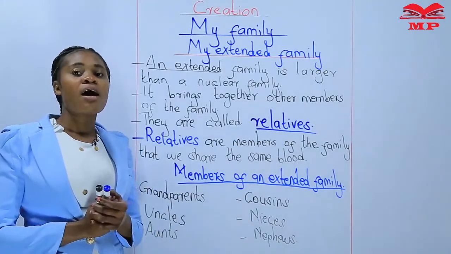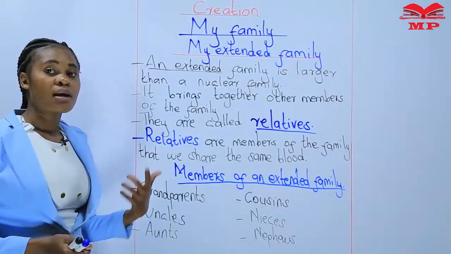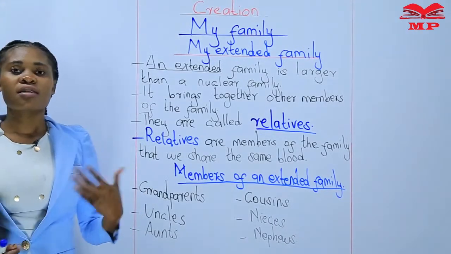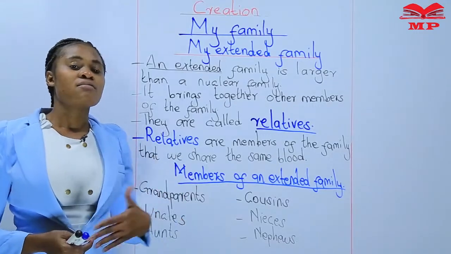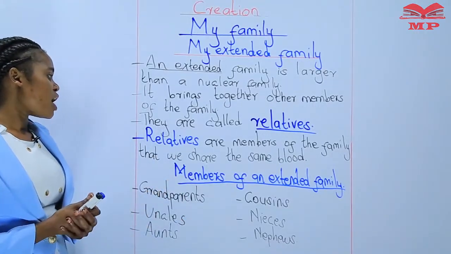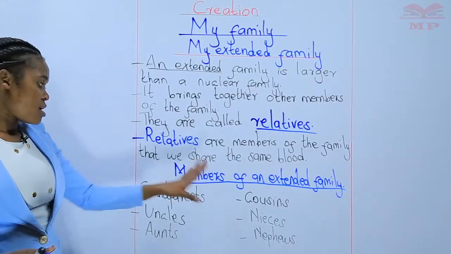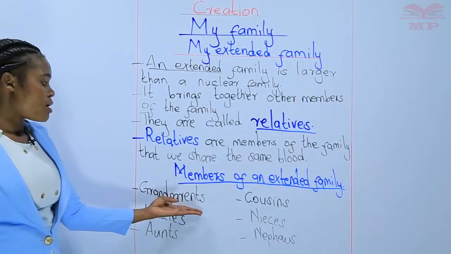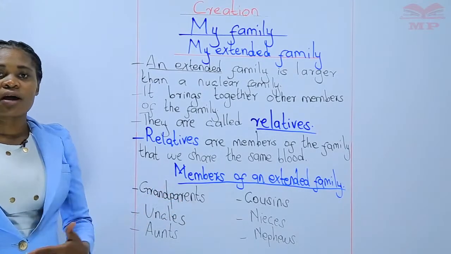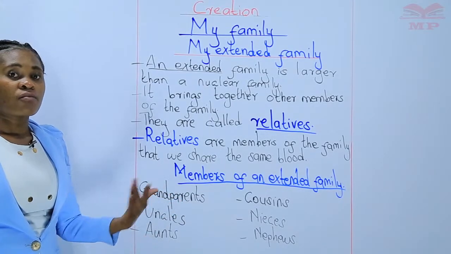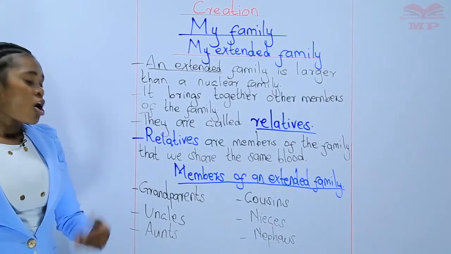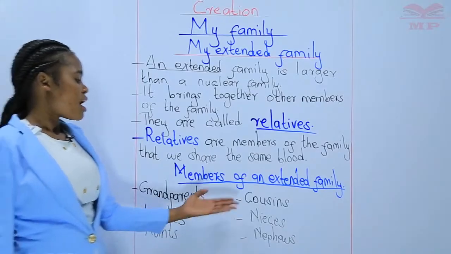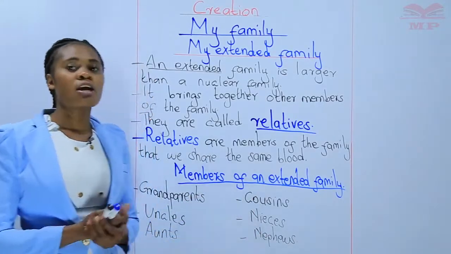Then these members of the extended family are called relatives. And who are relatives? Relatives are members of a family that we share the same blood. And here are the members of that extended family. We have grandparents, which includes your grandmother or your grandfather from both sides, either your mother's side or your father's side. Then we have uncles, aunts, cousins, nieces and nephews.